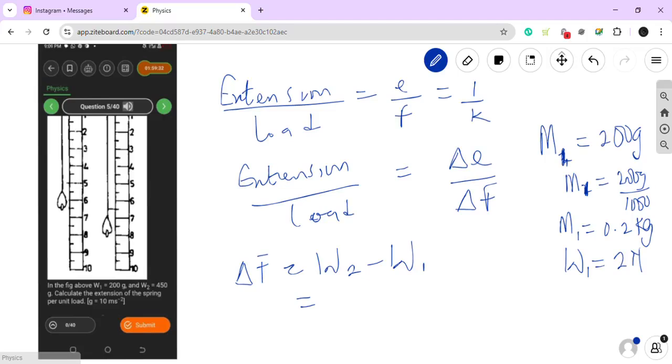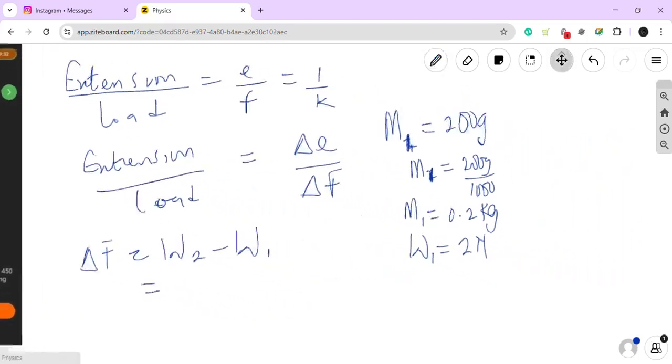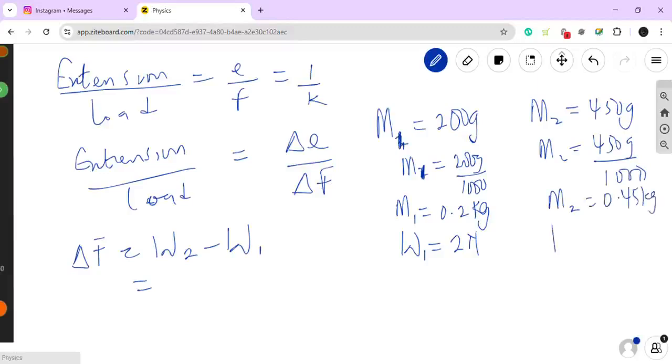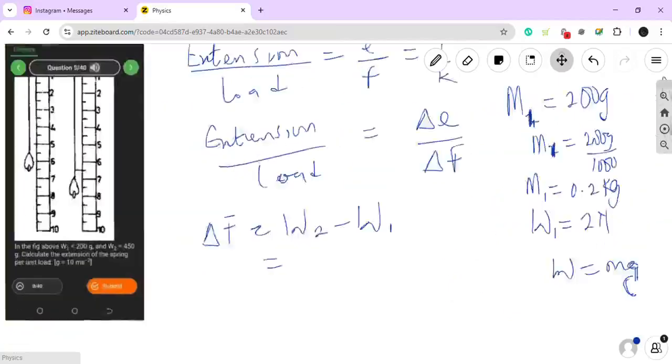For W2, you know it's 450. Maybe I should do that for you as well. Let's do for W2 too. M2 is 450 gram. I'm just agreeing it is gram. So M2 now will be 450 gram divided by 1000. We are changing it to kilogram. So our M2 here will be 0.45 kilogram. Now change it to Newton. So W2 will be, just times it with 10. You know W is equals to mg. Acceleration due to gravity is your g. So just times it with 10. That's 4.5 Newton.